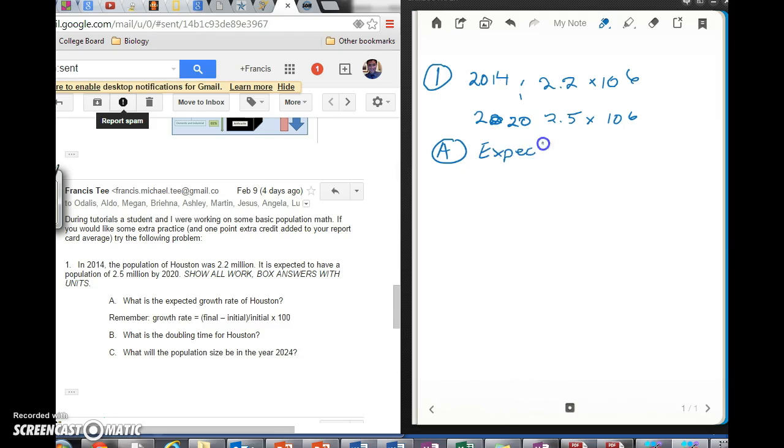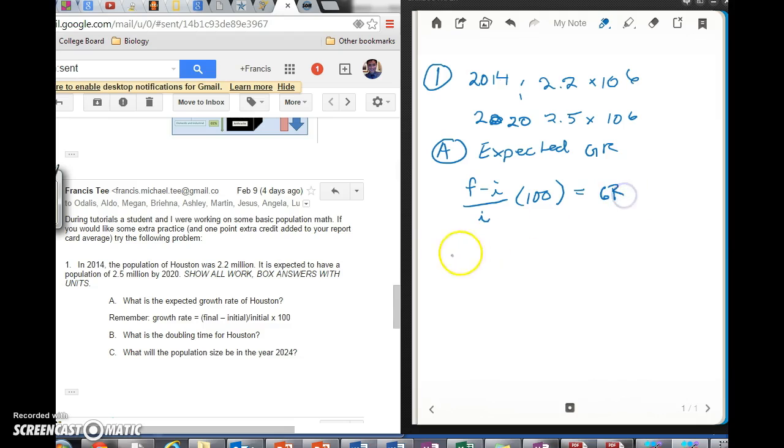So to calculate growth rate, I believe I gave you a hint. It says, remember that growth rate equals final minus initial divided by initial times 100. So let's write that out. Final minus initial divided by initial times 100 gives us growth rate. And all we have to do is plug and chug.